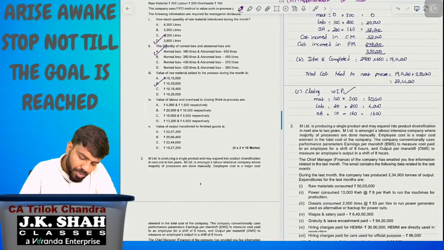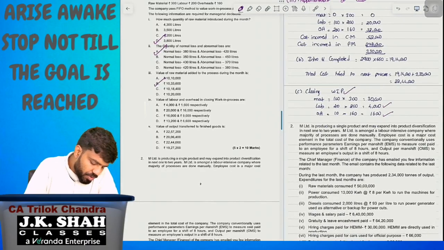Value of labor and overheads in closing work in progress. Closing work in progress, here it is. Labor is 4,000. Overheads is 1,600. 4,000, 1,600.